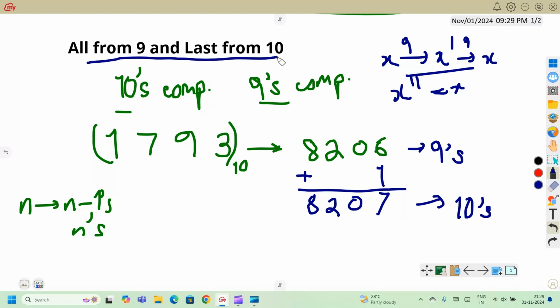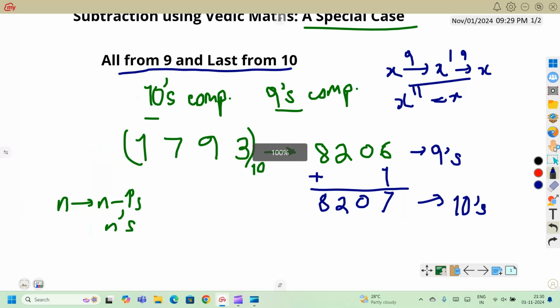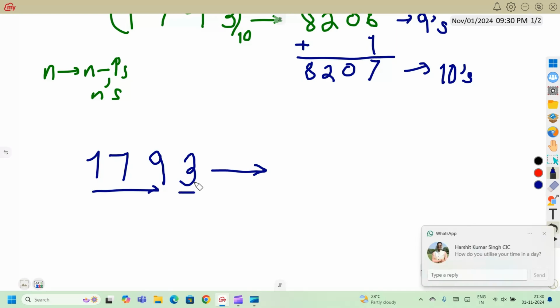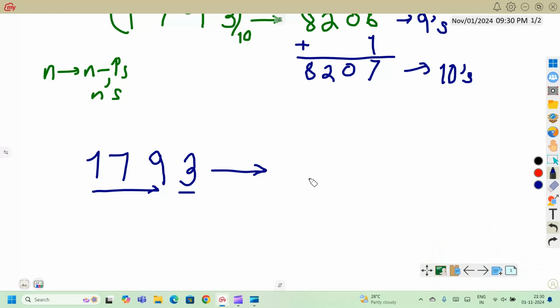Now let's come to the rule. What does the rule say? I will take the same number, 1793. The rule says: all from 9 and last from 10. So what we basically have to do is subtract the last digit from 10, so we get a 7 here, and subtract the other digits from 9. So we get 8, then 2, 0.